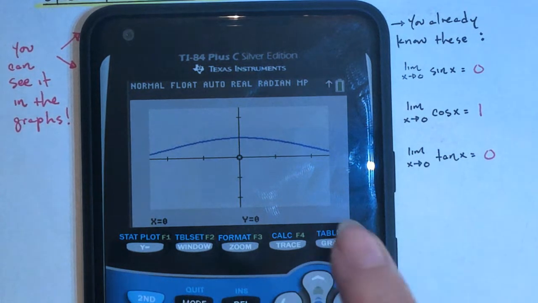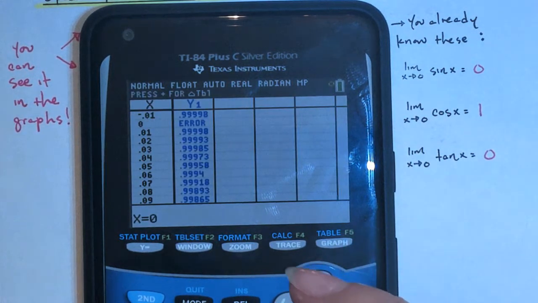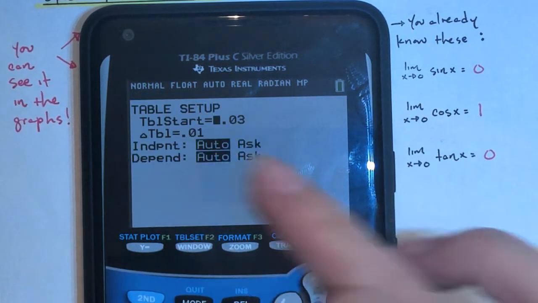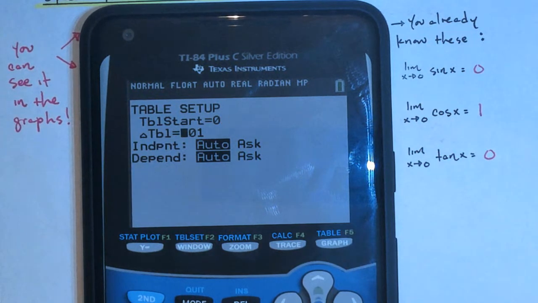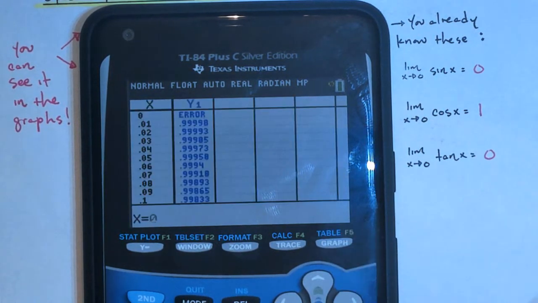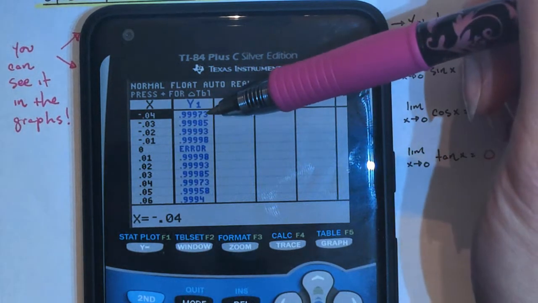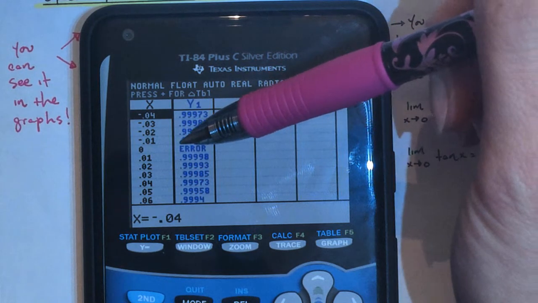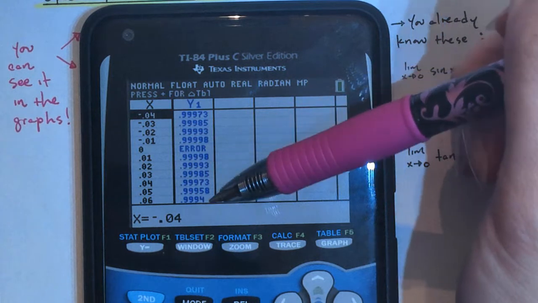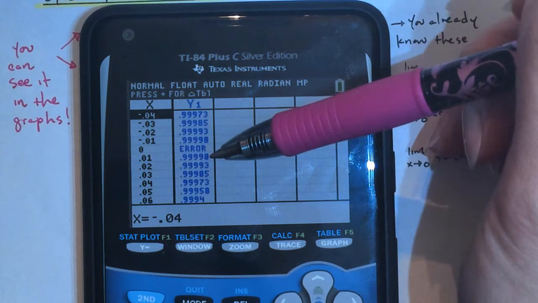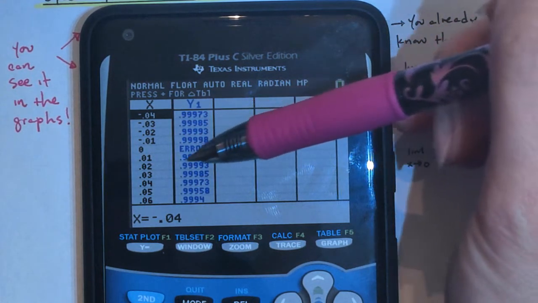But if I look at the table, I can see at 0 there's an error. If yours doesn't look like this, it's because you need to set the table. I want to start it at 0 because that's what I care about, and then I'm going to do the change as 0.01. I'm going to go back to the table and scroll up a little bit. You can see that as I'm getting closer to 0 this way, these numbers very slowly get bigger and they get closer to 1. As I go closer to 0 this way, these numbers are getting slightly bigger and bigger and they get closer to 1. So this number and this number are both super close to 1.